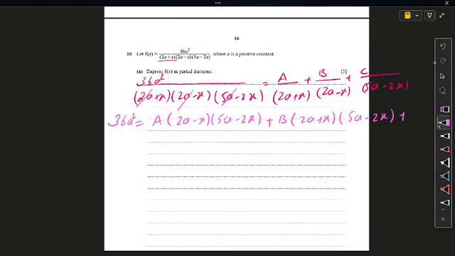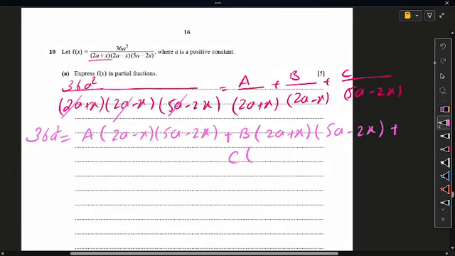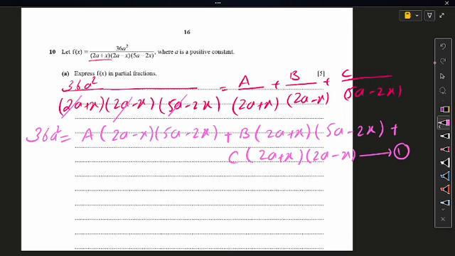plus c times (5a minus 2x) will cancel, and retaining factor would be (2a plus x) times (2a minus x). Mark that whole equation as equation number 1. Now you have to figure out the values of a, b, and c.